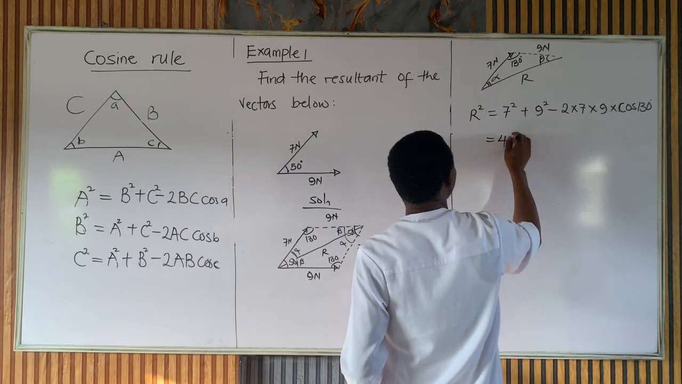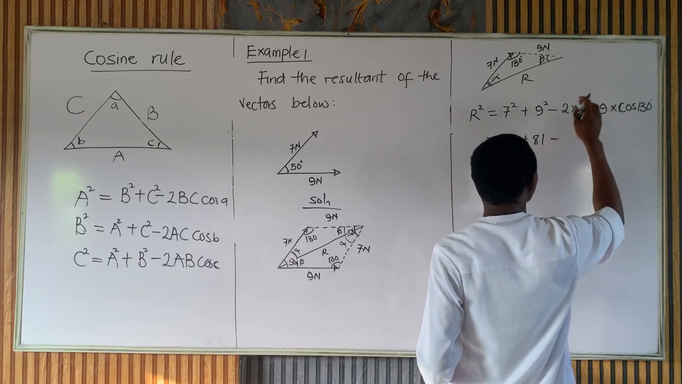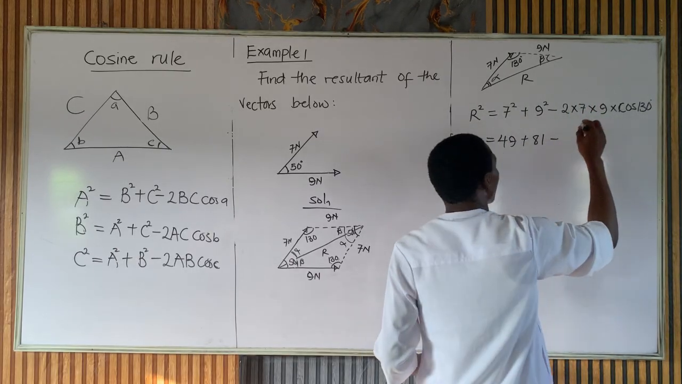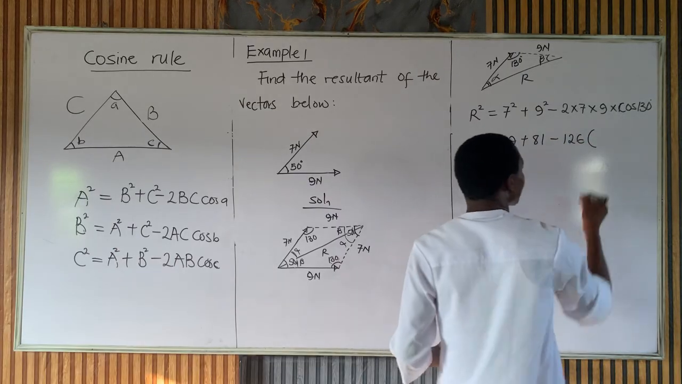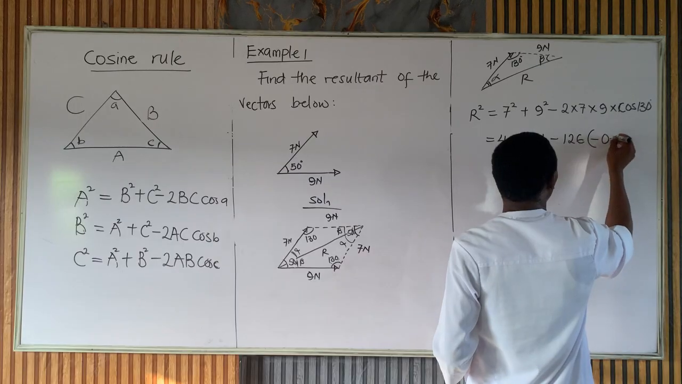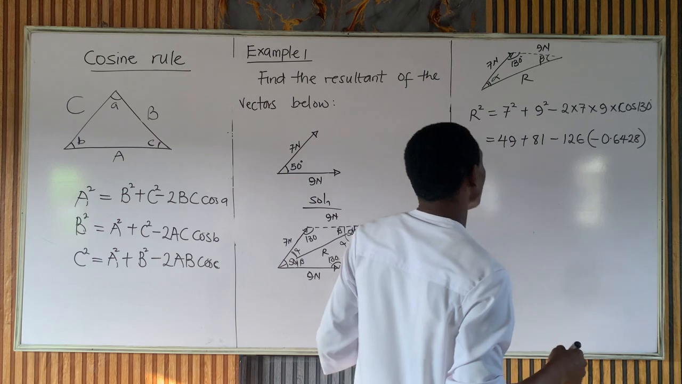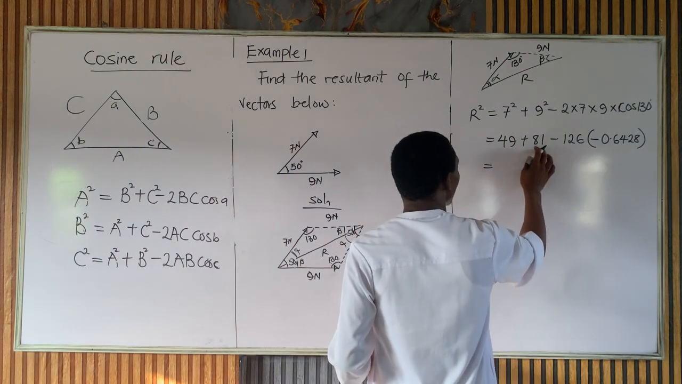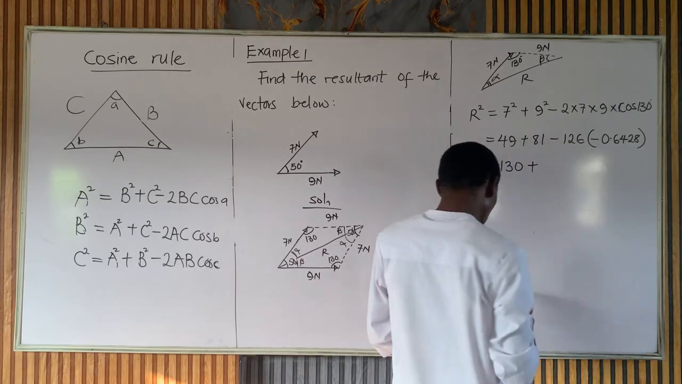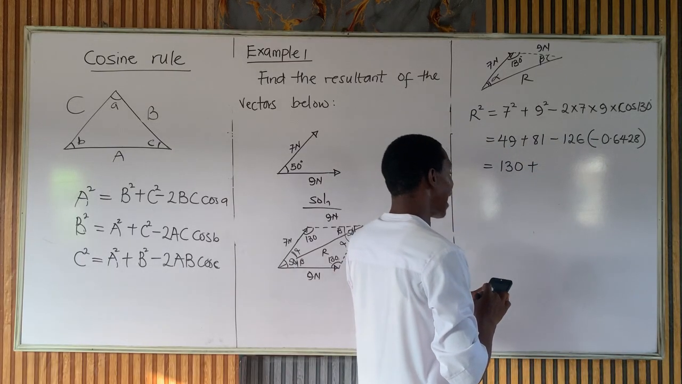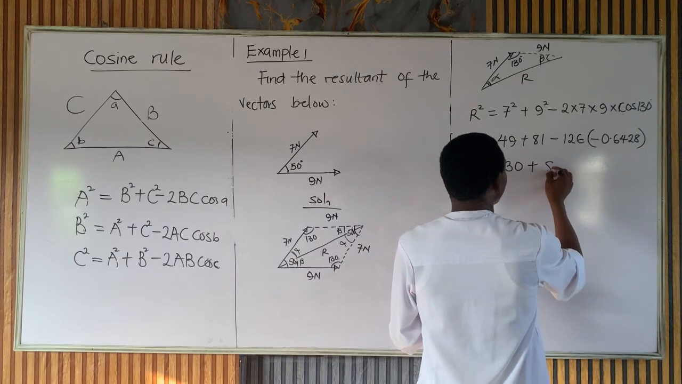So this is 7 squared plus 9 squared, 49 plus 81, minus 2 times 7 times 9, that is 126. Then cos 130 is minus 0.6428, it's a negative value actually. Now 49 plus 81 will give us 130. Minus times minus will give us plus. So 126 multiplied by 0.6428 is approximately 81.